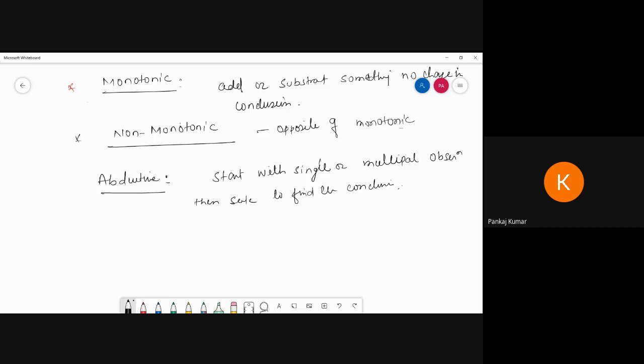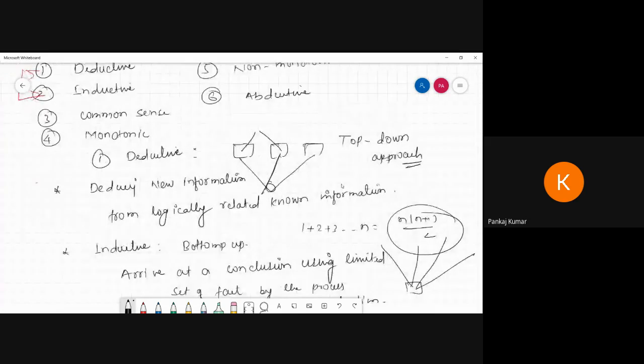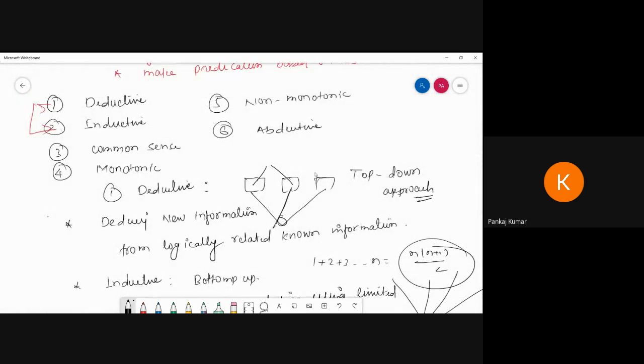So of all these types of reasoning, we discussed the first ones: deductive, inductive, common sense, monotonic, non-monotonic, and abductive. Maybe they will ask you in the 1 mark questions the difference, the advantage, the disadvantage, so go through it. This is all based upon the knowledge base, KB.